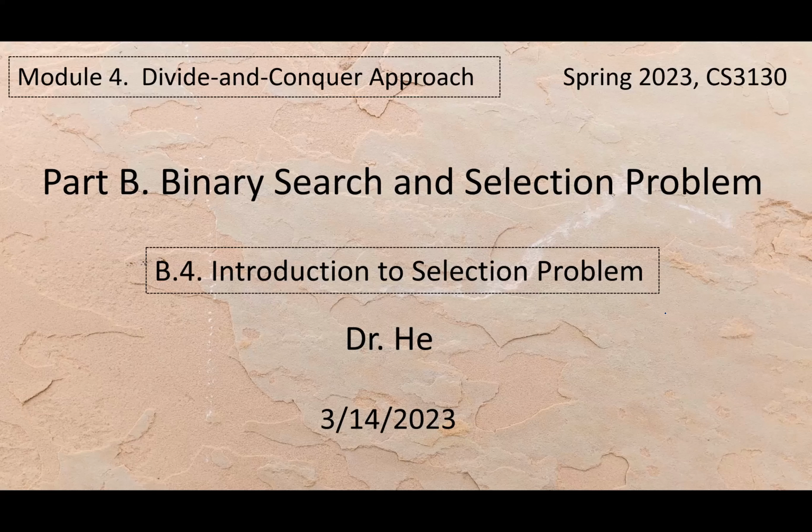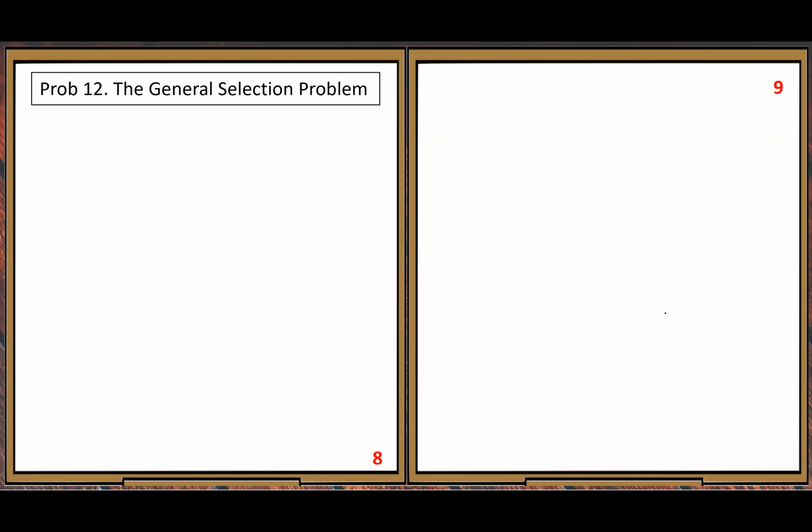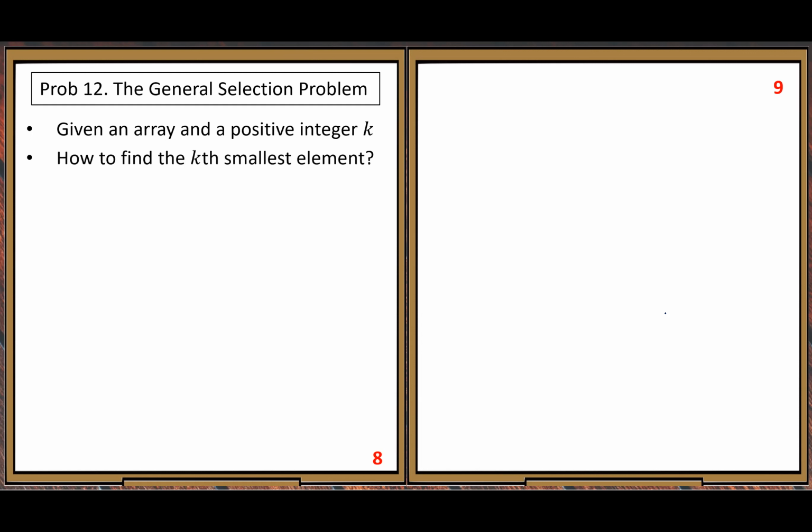All right. Then the last topic, B.4, introduction to the selection problem. We learned that finding the minimum is a special case of the selection problem. But here we need to look at the general selection problem. Problem number 12, the general selection problem. What's that? Given an array and a positive integer k, how to find the kth smallest element, for any given k?